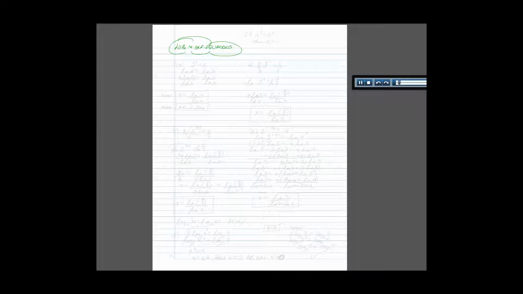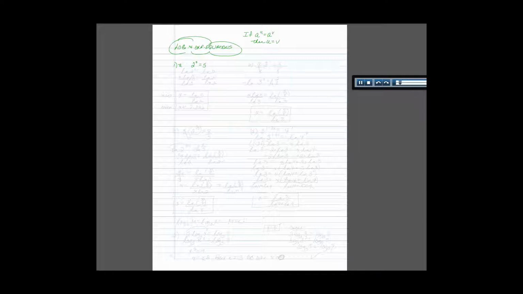So let's look. There's a little reminder at the top. It says, remember, if a to the u equals a to the v, then if the bases are the same, u equals v. So let's look at example 1. It says solve 1a. 2 to the x equals 5.